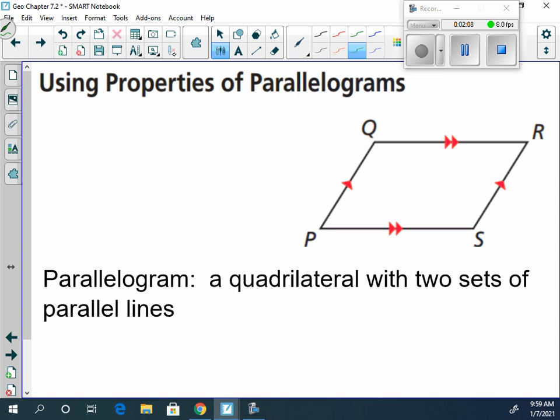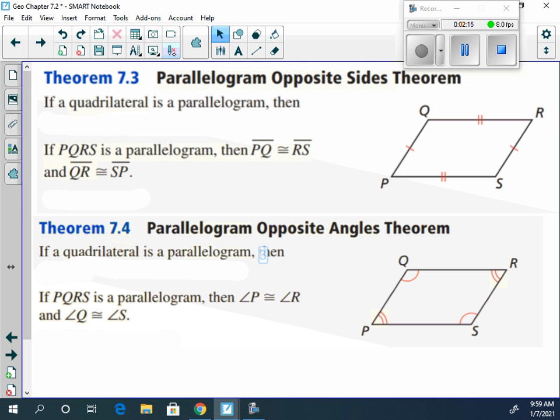Now, before we get there, we're going to start talking about parallelograms. It's just a four-sided figure with two sets of parallel lines. With parallelograms, we have two pieces of information that go with it. If a quadrilateral is a parallelogram, then its opposite sides are congruent. So we can fill that in with theorem 7.3. The opposite sides are going to be congruent.